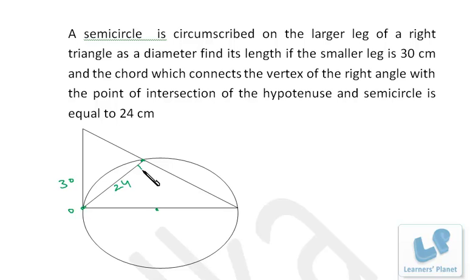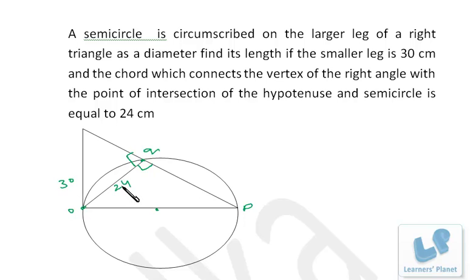Right? Now this angle will be 90 degree because OP is diameter. So this will be angle in semicircle, so that is always 90 degree. Now what if this is 90 degree? This angle will also be 90 degree. So 30, 24 and this third one, they will form Pythagorean triplets.